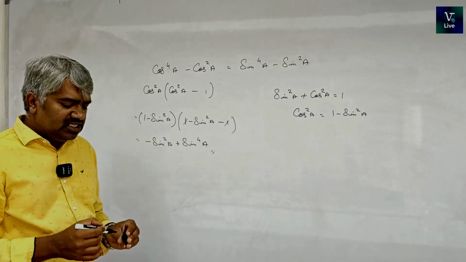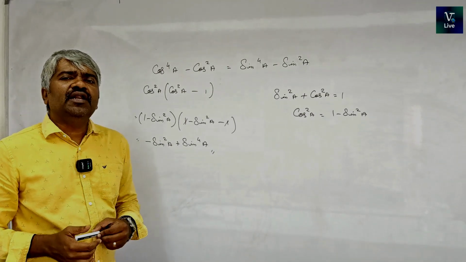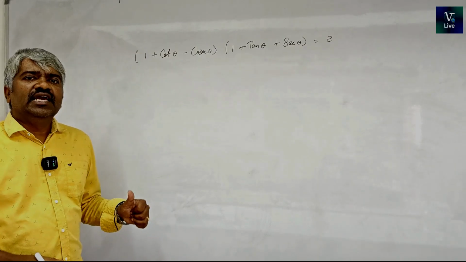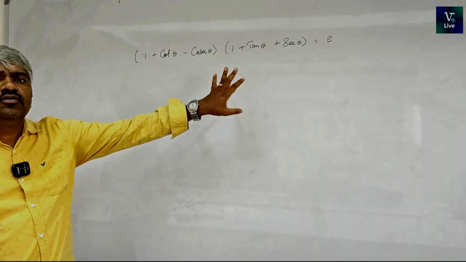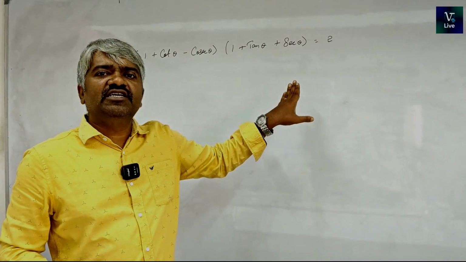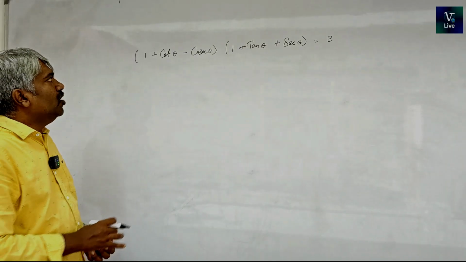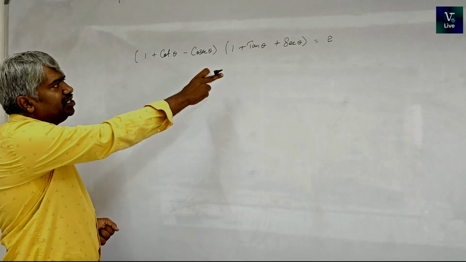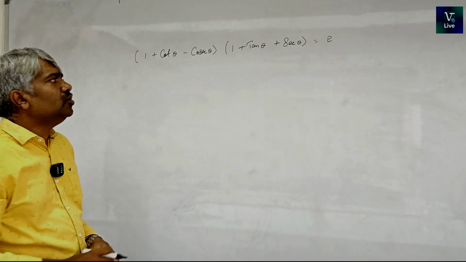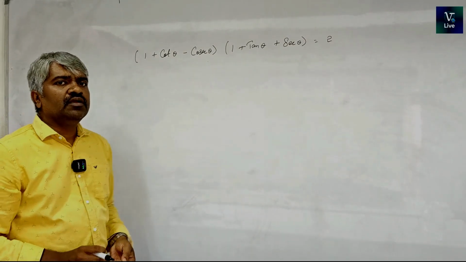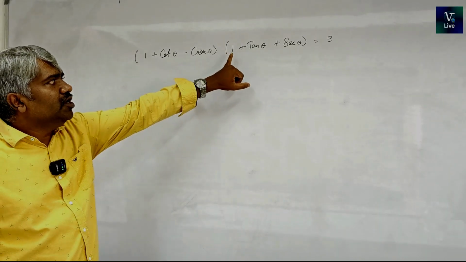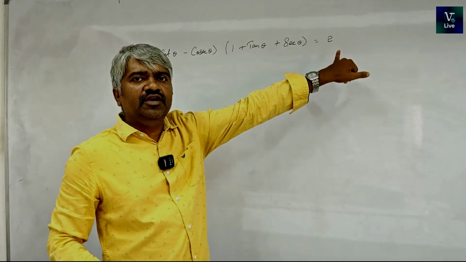Hence, proved. This is one of the easiest sums, but it's very important from the board exam point of view. Next, we are going to solve this problem. This is one of the important problems which was asked previously in board exams. Now, (1 plus cot theta minus cosecant theta) into (1 plus tan theta plus secant theta) equals 2.